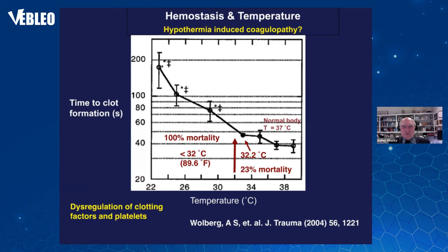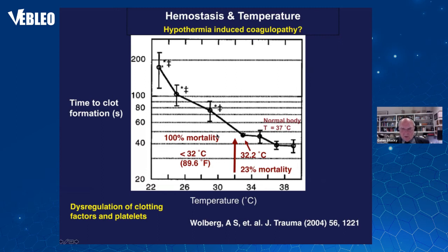I want to emphasize here, hypothermia, saying, well, that seems kind of trivial. It's not trivial as far as the body is concerned. The normal body temperature is 37 degrees centigrade. If the temperature, let's say, because you lost blood and the body starts to cool down, gets below 32.2 degrees, at that point you have 23% mortality. And if you're below that, you get 100% mortality.